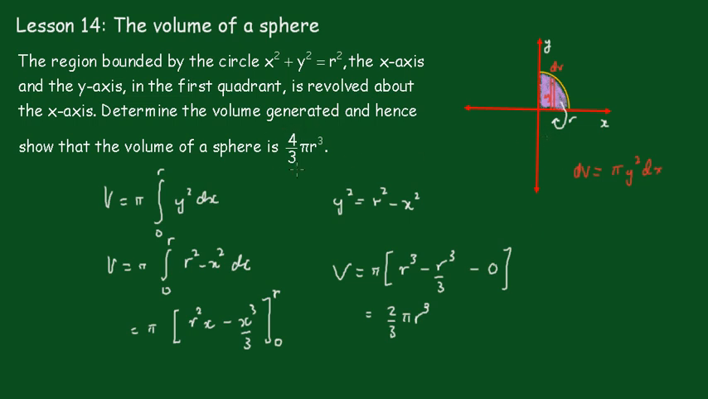So the volume of the sphere is going to be just twice this, 2 times 2/3 pi r cubed, which is, as required, 4/3 pi r cubed. And we've shown that the volume of any sphere is equal to this particular formula.